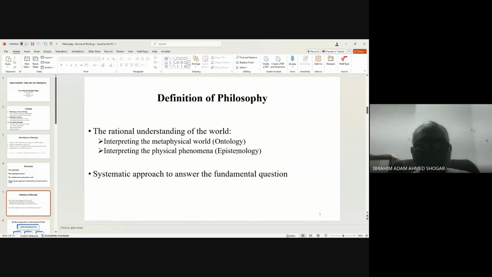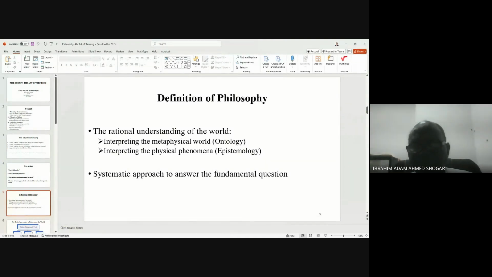So philosophy, of course, has different definitions, various definitions. In the earlier Greek time, they said philosophy is the love of wisdom. Hubbul hikmah, they say like that. So what is wisdom? Also, we don't know. So that one is maybe the earlier meaning. Then some others came and said, no, philosophy is a rational understanding of the world.